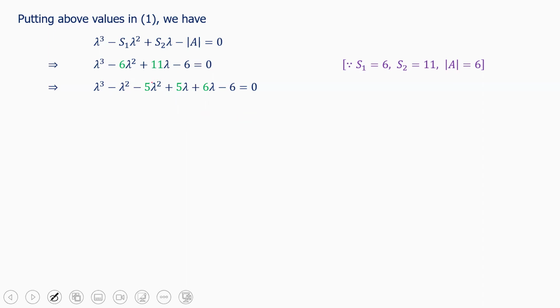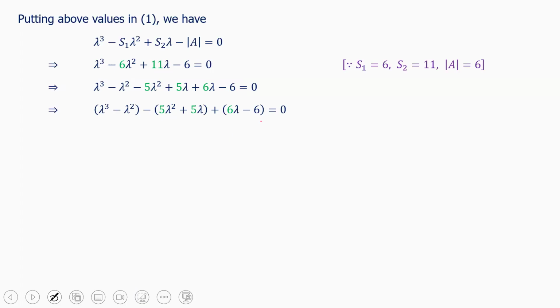Here 11 lambda is broken down into two parts: first is 5 lambda and the second one is 6 lambda, and the last part is already minus 6. If we take 6 outside from these two parts, we get lambda minus 1. Now if we write it like that, lambda cube minus lambda square minus 5 lambda square plus 5 lambda plus 6 lambda minus 6 equal to 0. So we have made pairs.